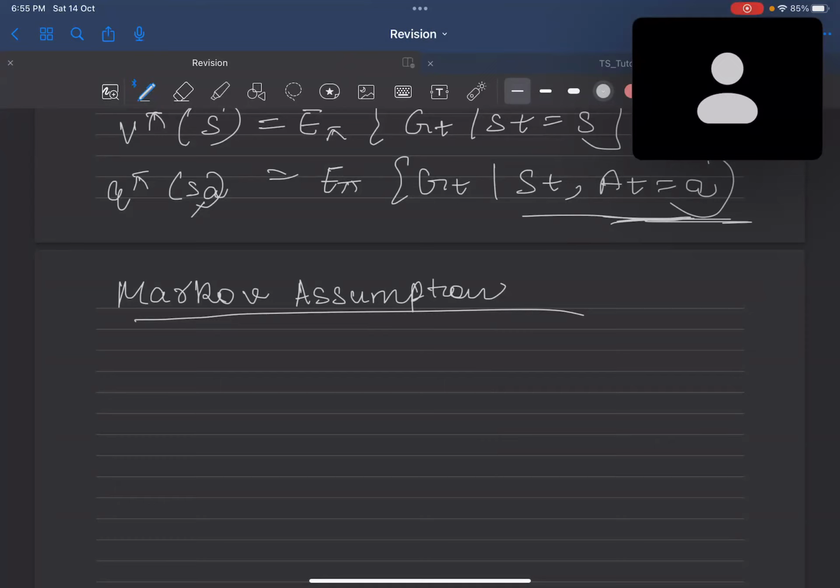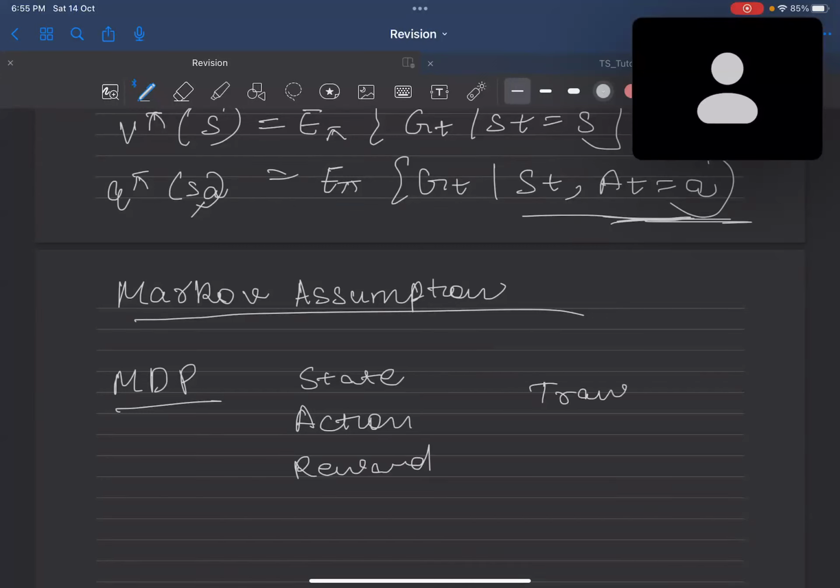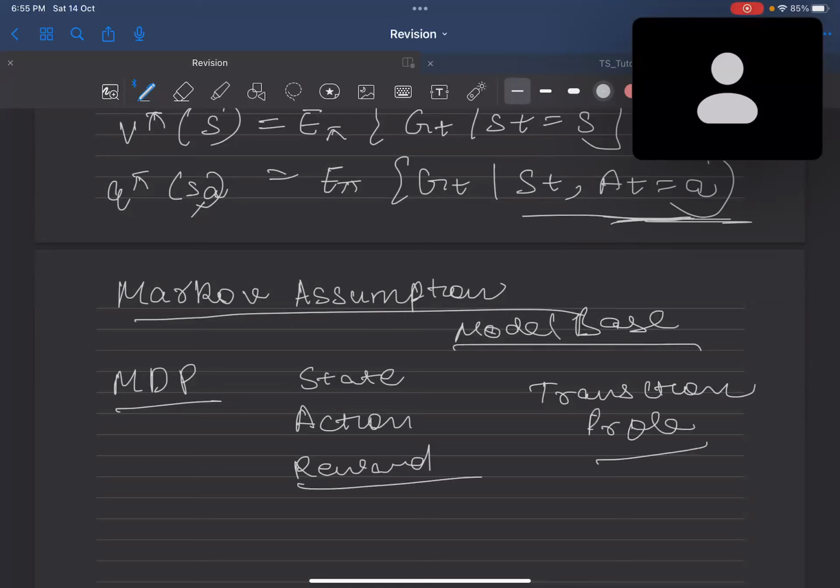Now, we studied about V and Q, we studied what is Markov assumption. Now jumping to MDP. Markov decision process. We have state, action, reward, everything. Transition probabilities are given to us. This is basically model based, where the whole model is given to us, where the transition probability is provided to us, where the reward is provided to us. This is basically called model based, basically MDP.